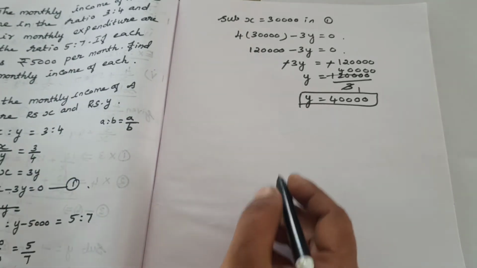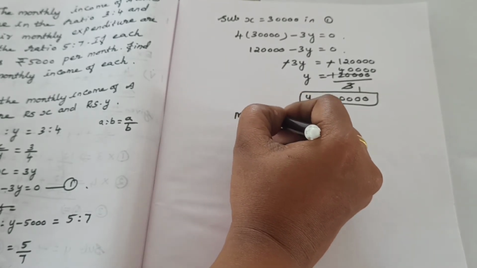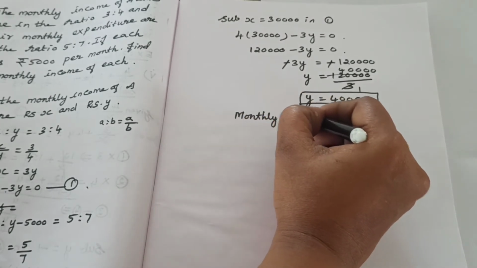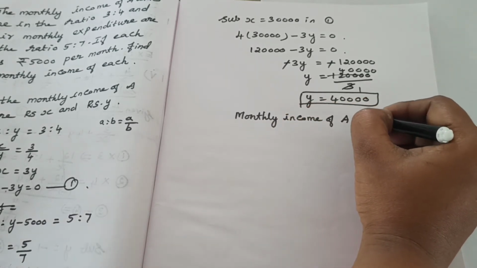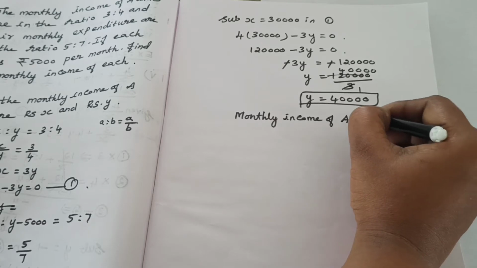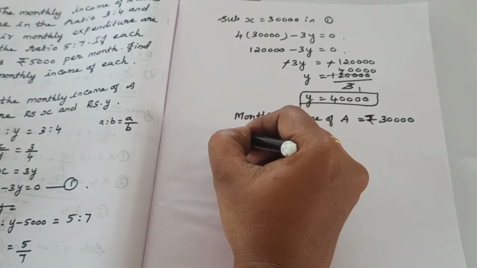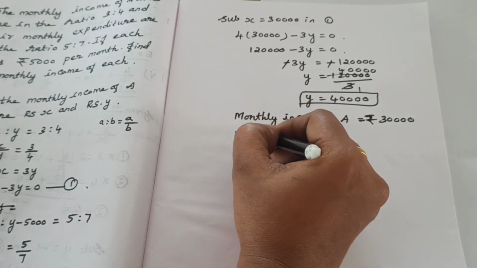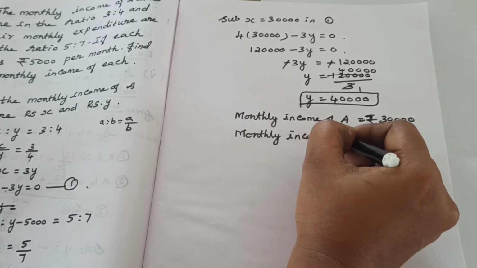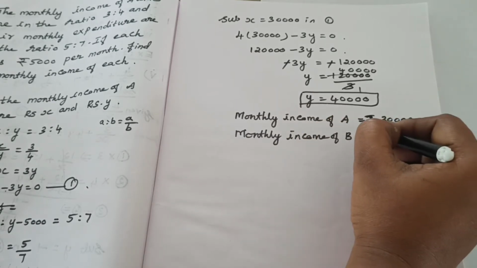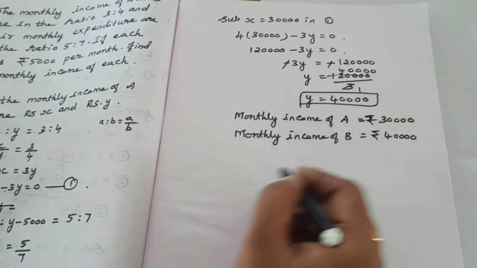Then monthly income of A is equal to, shall we write? Monthly income of A is equal to rupees 30,000. Okay, monthly income of B is equal to rupees 40,000. Any doubt? Have you understood?